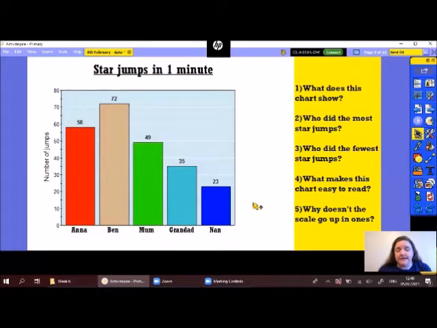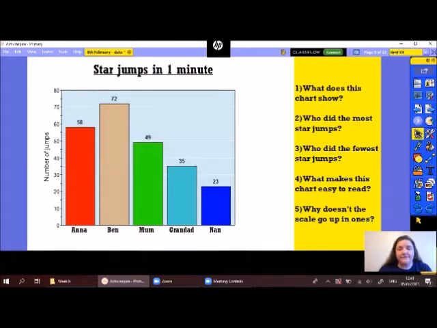You might have also said that the colours are different on each bar. If all the bars were the same colour, they might all kind of blend into one. Whereas when they're different colours, it makes it really easy for us to see who is who. You might also have said that there are labels. So along the bottom, it's labelled with each person's name. That helps us to understand as well.